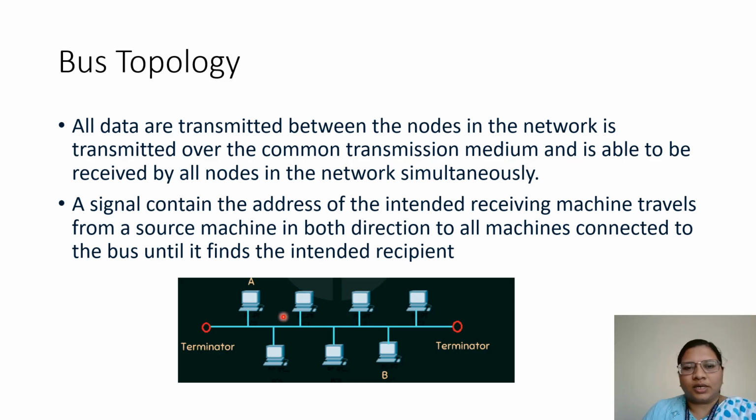So what they are saying is, all data are transmitted. Any data transmitted from node A to the nodes in the network goes over a transmission line, a single cable. The transmission medium here is a single cable. When we are sending data from A, all these devices will receive the data. If the sender sends the data, all these devices will receive it.